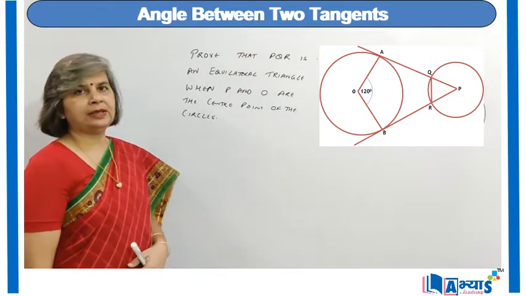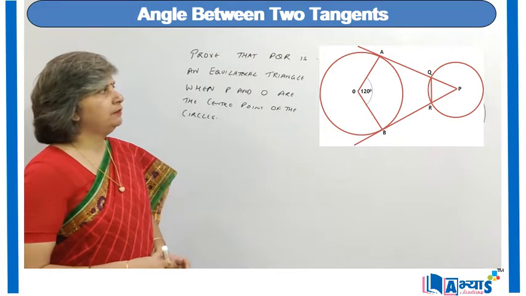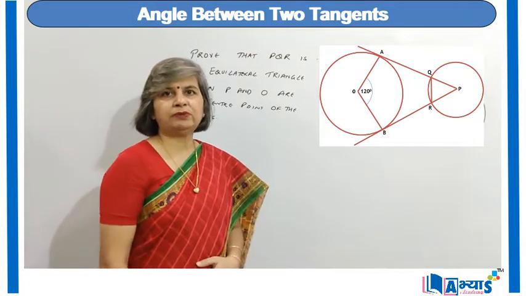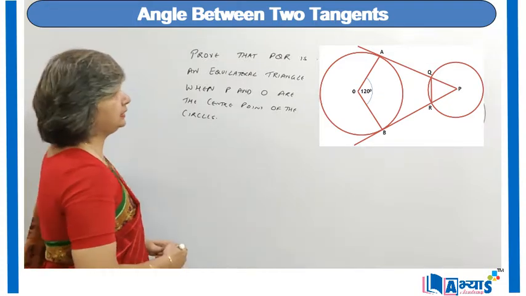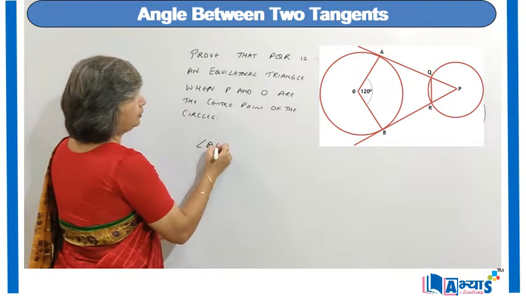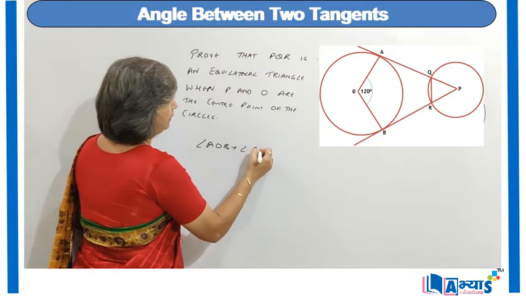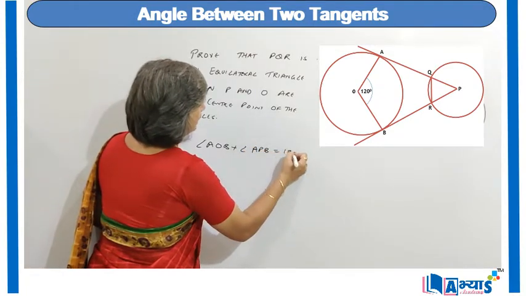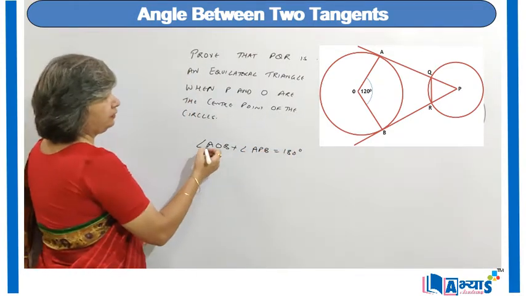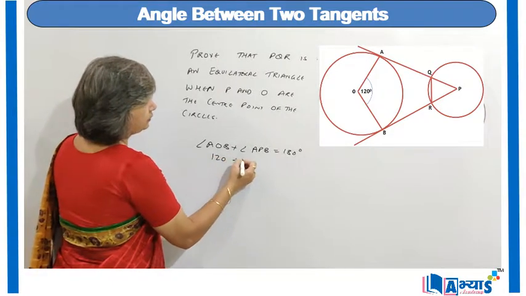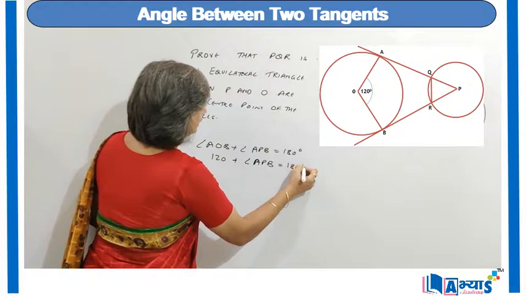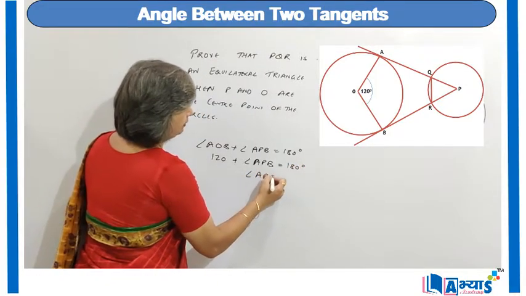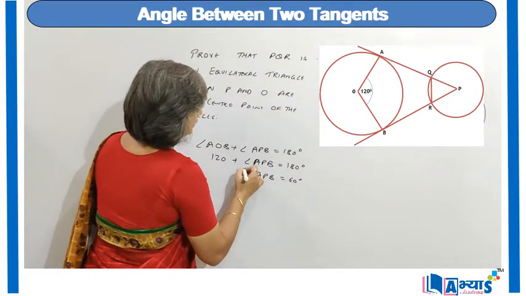Now we know that the angle at the center, which has been given to us as 120 degrees, is supplementary with angle P. So we can say that angle AOB plus angle APB is equal to 180 degrees. We have just proved this, and we know that AOB is 120. So 120 plus angle APB will be equal to 180 degrees, or we can say angle APB is equal to 60 degrees.